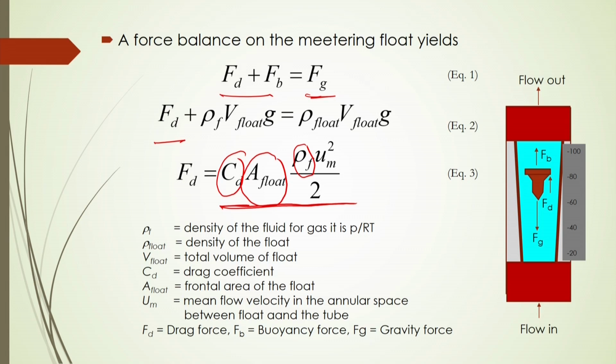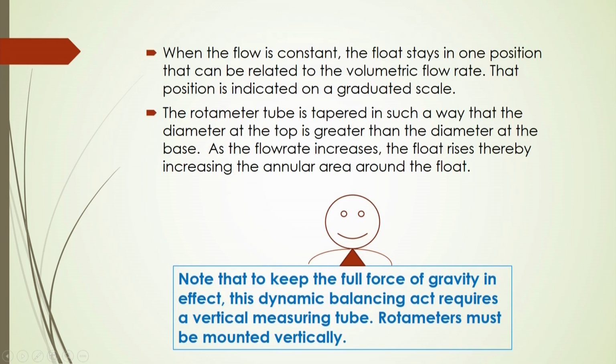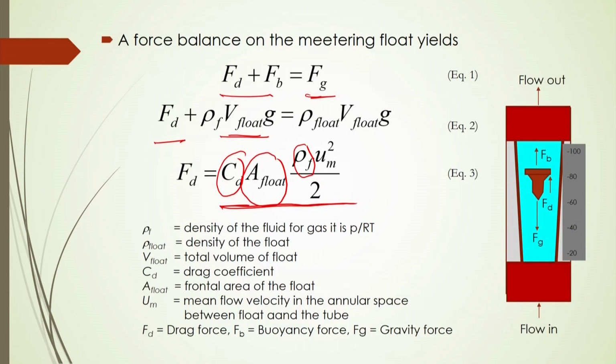And what will be the buoyancy force? That buoyancy force you can calculate from the volume of the float, which is the displaced volume by the float. If you multiply by the density of the fluid, you will get the mass of the fluid that is displaced by this float. So rho f into v float into g is called the buoyancy force, as per Archimedes principle.